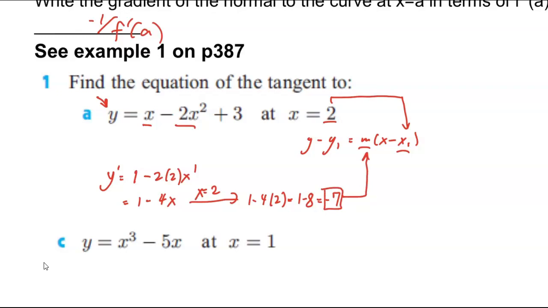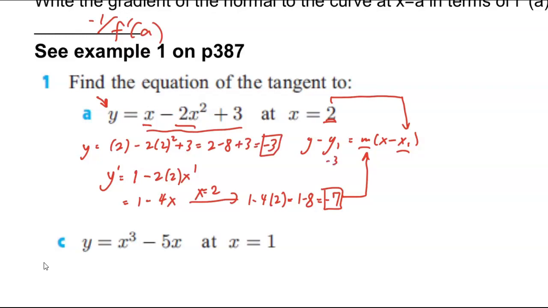Last of all, what about y1? y1 is pretty straightforward. You've known how to do that since 8th grade. You have a function. You have the x value. You put the x value into the function. That gives you the corresponding y value. So let's do that. y equals 2 minus 2 times 2 squared plus 3. So that is 2 minus 8 plus 3, which is equal to negative 3. So our y1 value is negative 3.